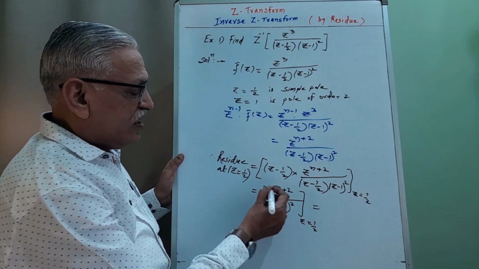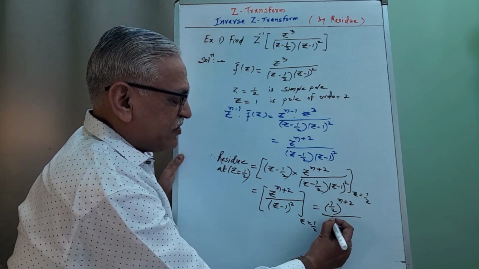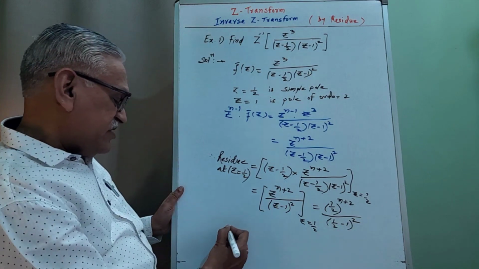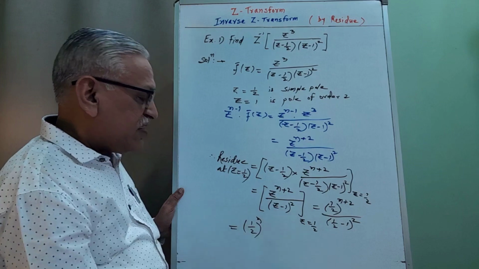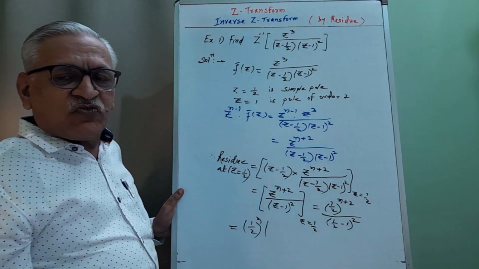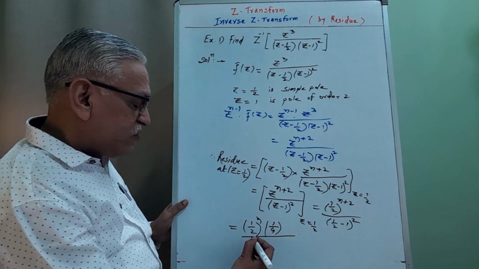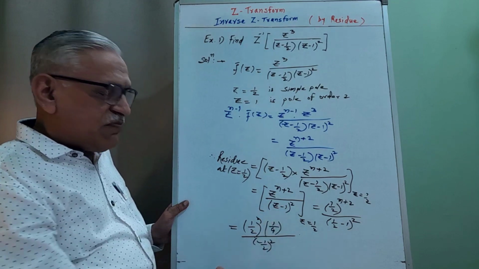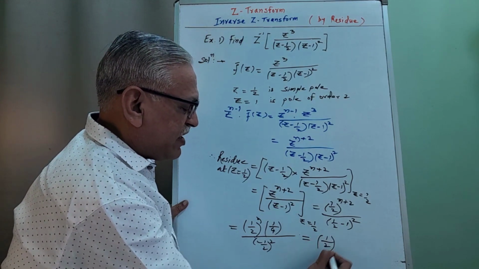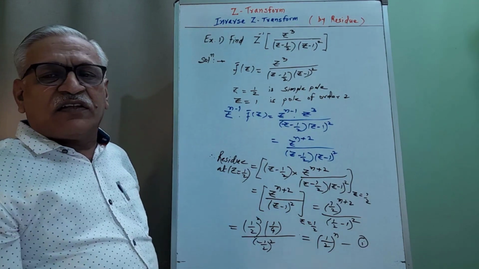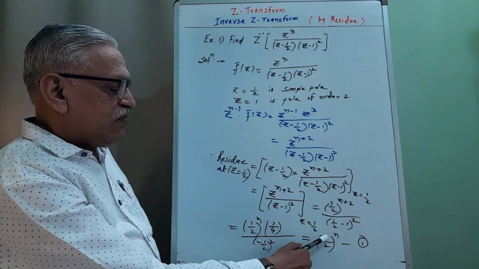It is equal to 1 by 2 raised to n plus 2 whole divided by (1 by 2 minus 1) whole square. Splitting this power as 1 by 2 raised to n and 1 by 2 raised to 2, 1 by 2 square is 1 by 4, whole divided by (1 by 2 minus 1) whole square, which is minus 1 by 2 square, that is 1 by 4. The 1 by 4 terms get cancelled, and therefore we get the first residue as 1 by 2 raised to n. We call this equation 1. This is the residue at the first pole, Z equals 1 by 2, simple pole. Its value is 1 by 2 raised to n.